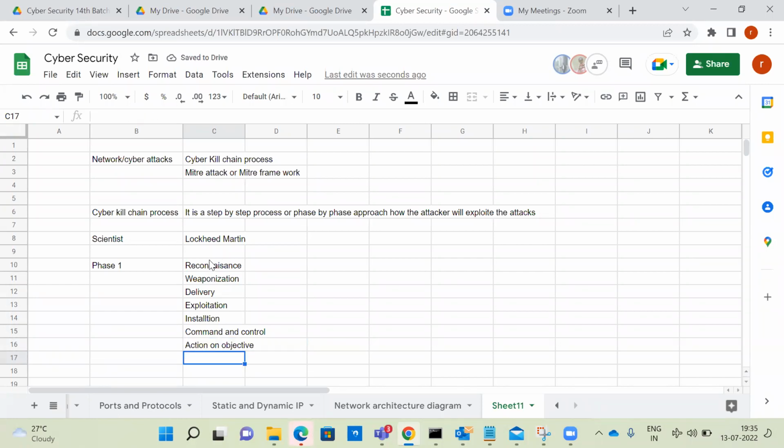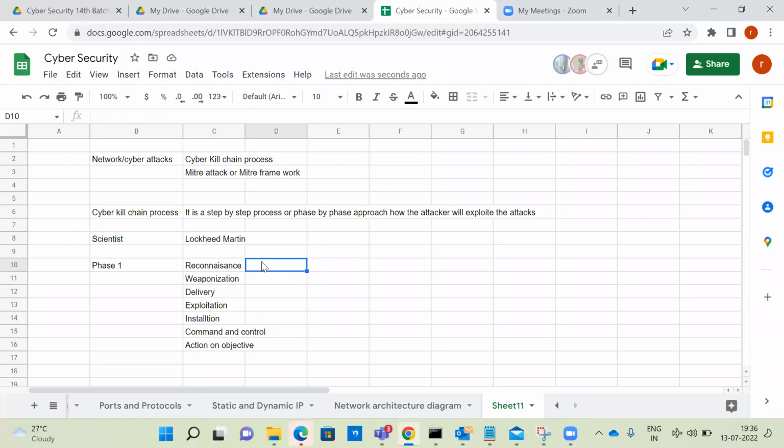First is reconnaissance, weaponization, delivery. Next are exploitation, installation, command and control, and actions on objective. So these are all the different phases in the cyber kill chain process. Now we can see each and every phase and what attack exactly he will do. I will explain that.